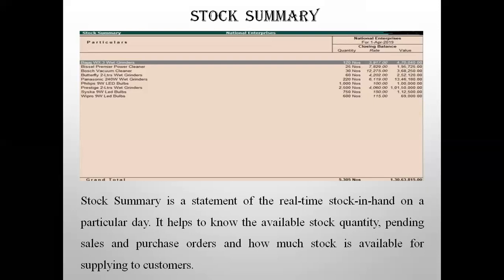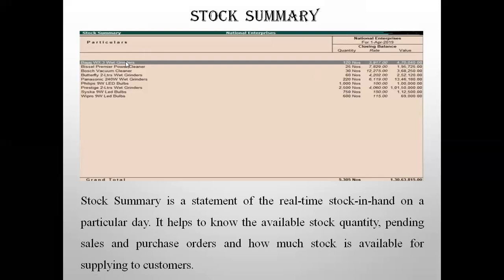A clear view of the purchase and sales orders outstanding. This helps you further decide on the next steps to improve the cash flow in your business. So this report helps you to know the available stock quantity, the pending sales and purchase orders, and how much stock is available for supplying to your customers. Finally, it will be updated and shown.